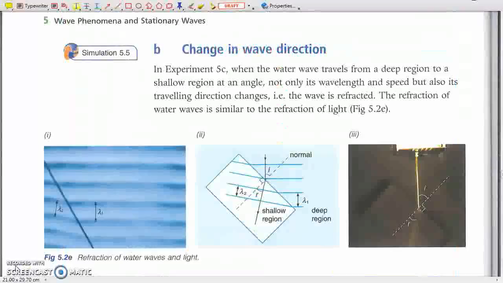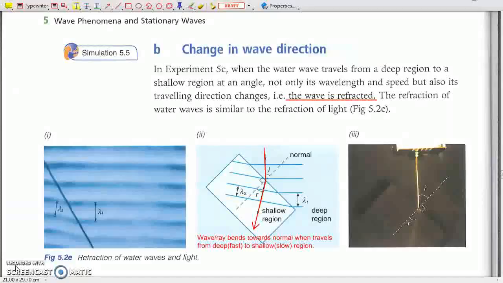B. Change in wave direction. Change in direction will be resulted when wave travels across an interface at an angle. On the other hand, when wave hits an interface perpendicularly, it does not change in direction. In other words, refraction does not always result in change in direction.